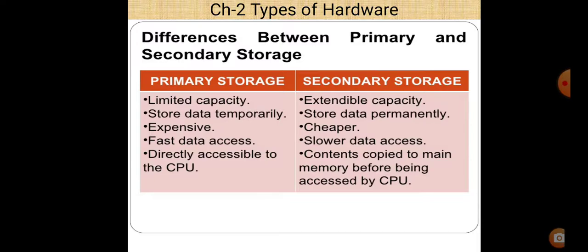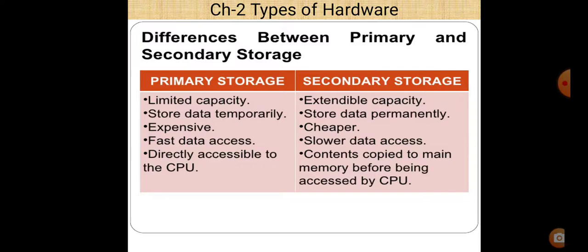Primary storage is directly accessible to the CPU, but secondary storage is not directly accessible by the CPU. Its content is copied to the main memory before being accessed by the CPU. So data goes from secondary storage to primary storage and then to the CPU. Actually, the CPU cannot directly access data from secondary storage. So this is the difference between primary storage and secondary storage in our computer system.